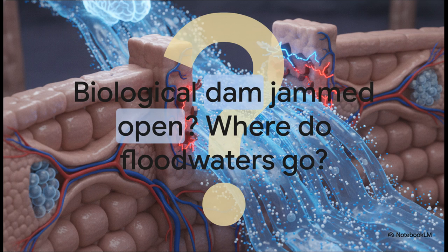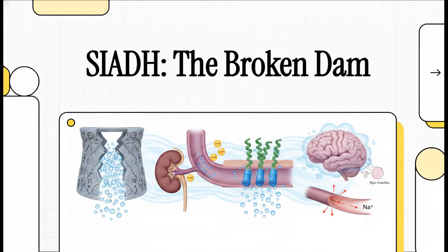What happens to the floodwaters? Where do they go? And how does your body try to survive the deluge? Welcome to this explainer on SIADH, or the Syndrome of Inappropriate Antidiuresis. Today, we're taking a masterclass in how a single microscopic glitch can trigger a massive systemic flood. We're going to dive deep into the exact mechanics of human physiology, tracing the path of water in the body, the cellular receptors that trap it, and the absolute high-stakes consequences for the human brain.